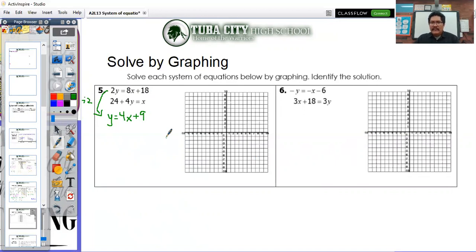And I'm going to graph this. I guess I'll just graph it now. Now again, I run into that same problem. If I go up 4 over 1, I go off the graph. So I'm going to have to go back 1, down 4, right? Go the exact opposite direction.